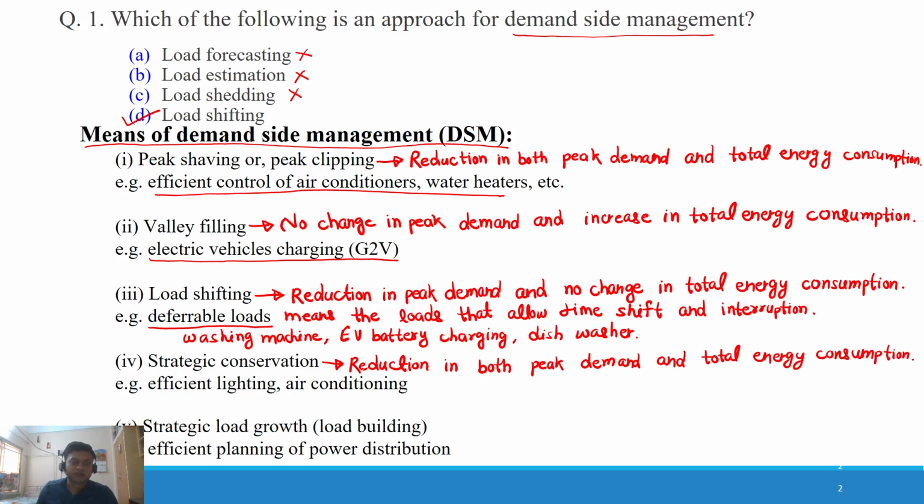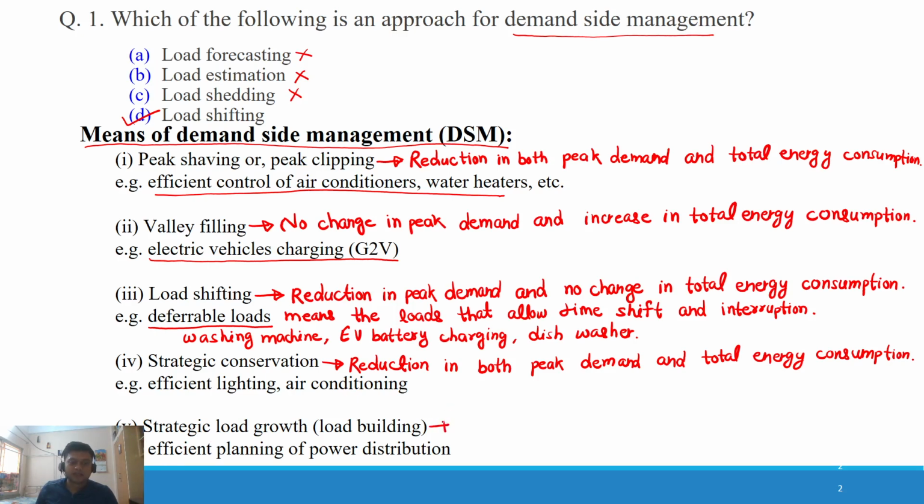And just opposite to strategic conservation, we have strategic load growth or load building. This happens when we extend our distribution system, or new loads come into the distribution system, and we have to feed power to the new loads. For that we need strategic load growth or load building. An example is efficient planning of power distribution.